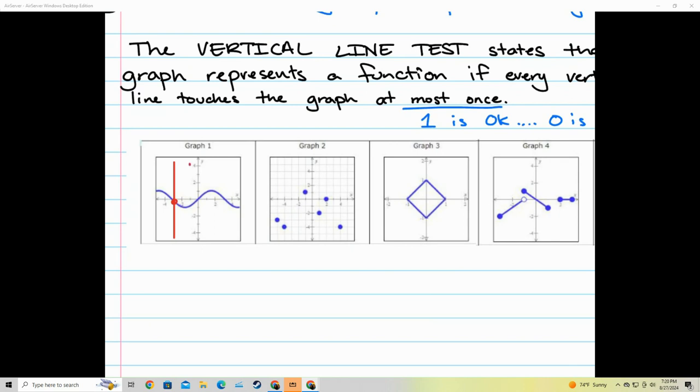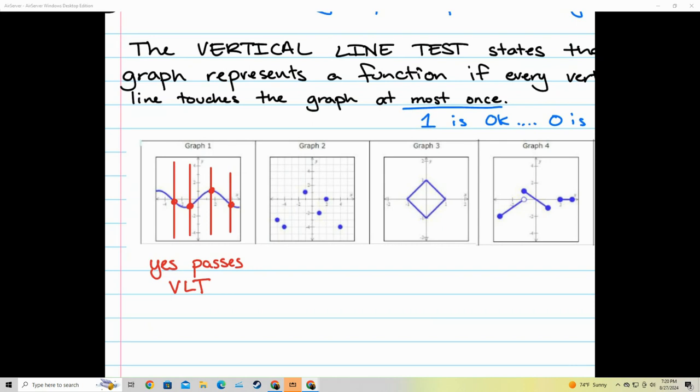Let's draw another vertical line. How many times did it touch? Just once, right here. What about this one? Just once. What about this one? Just once. Can you picture a vertical line on this graph that's going to touch more than once? The answer is no, right? So every single vertical line only touches once. Then this is a function because it passes the vertical line test. I'm just going to call it the VLT, the vertical line test.